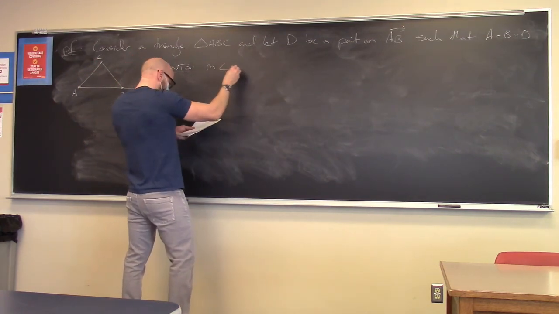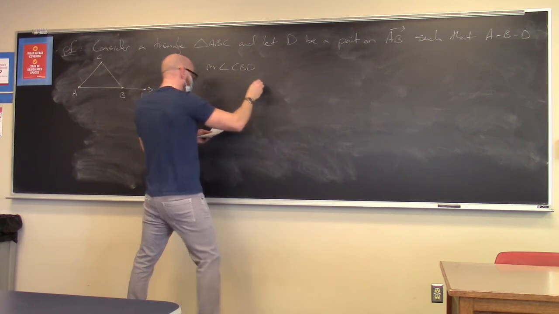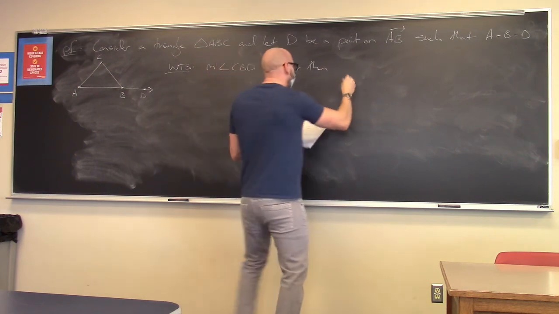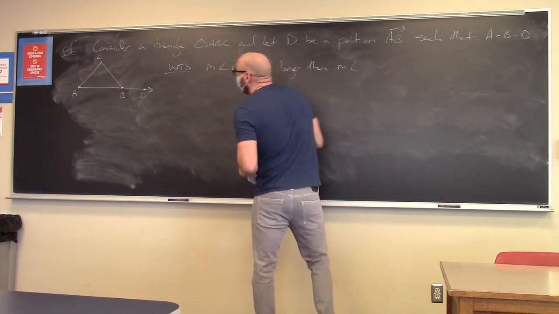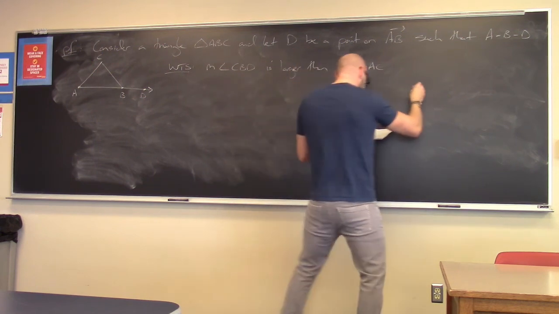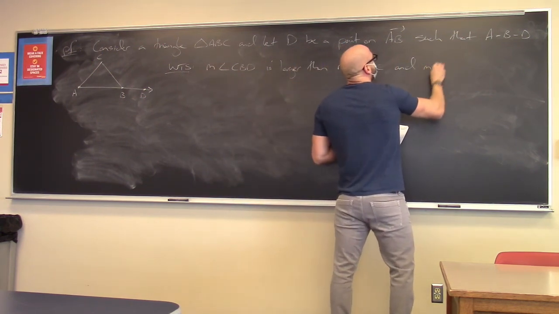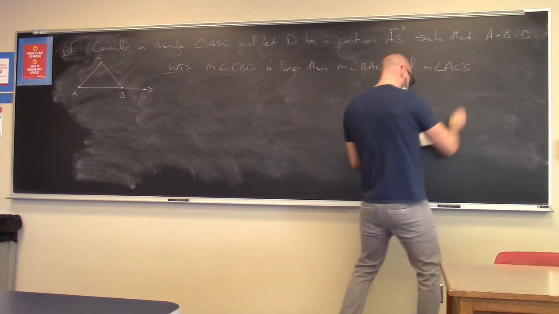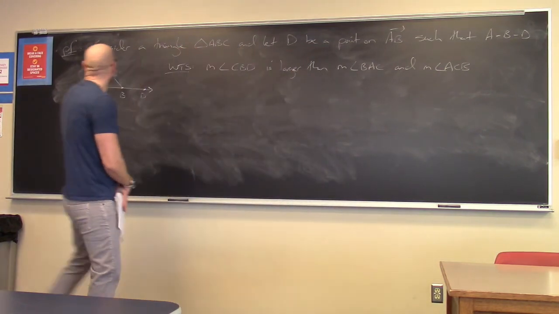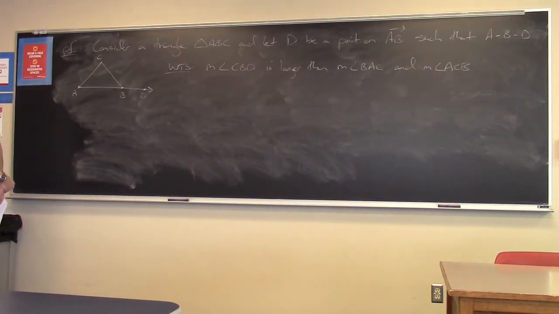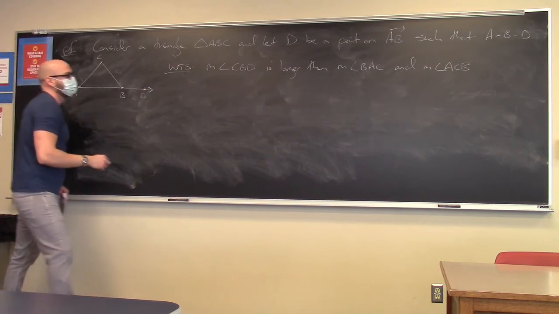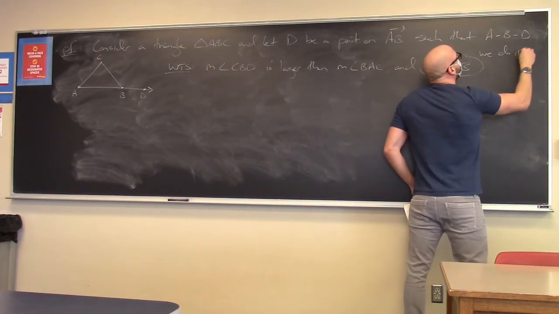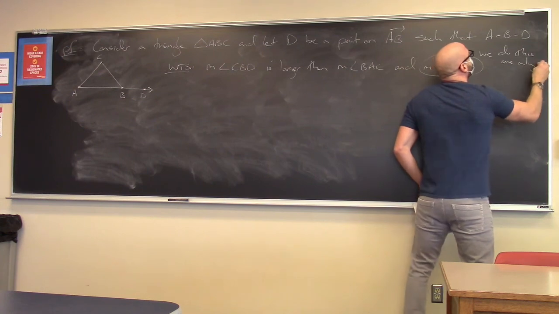So we want to show that the measure of angle CBD is larger than the measure of angle BAC and the measure of angle ACB. And I'm pretty sure the direction we're going with this proof is we'll just do this one. We do this one only. The other case is similar.